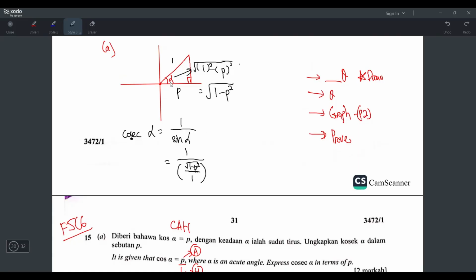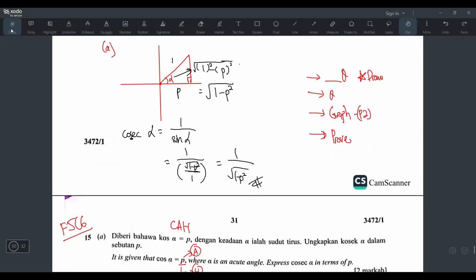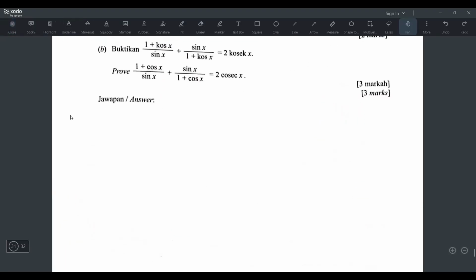But sometimes if your angle is outside the right angle, maybe second quadrant or third quadrant, fourth quadrant, then there are cases where you have to put the negative. That's why I always remind students to check. But for this question no need. Okay, what is 1 divided by square root 1 minus p square over 1? You will just get 1 over square root 1 minus p square. Done, that's the answer. Okay, finished. Let's continue.